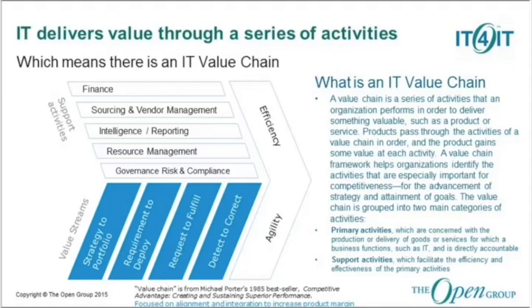Porter is a business guru, and he came up with the concept of the value chain, which was initially mostly used by production companies. We looked at that and used that framework and asked what it would look like within an IT organization. The picture you see here of the value chain really highlights the essential part of it. The value chain has four essential value streams in IT. They're called strategy to portfolio, requirement to deploy, request to fulfill, and detect to correct.